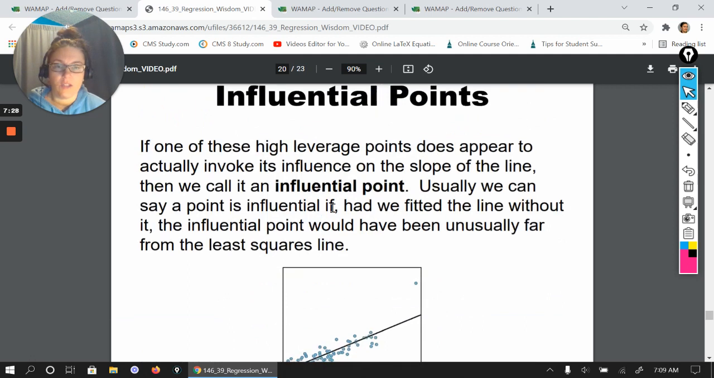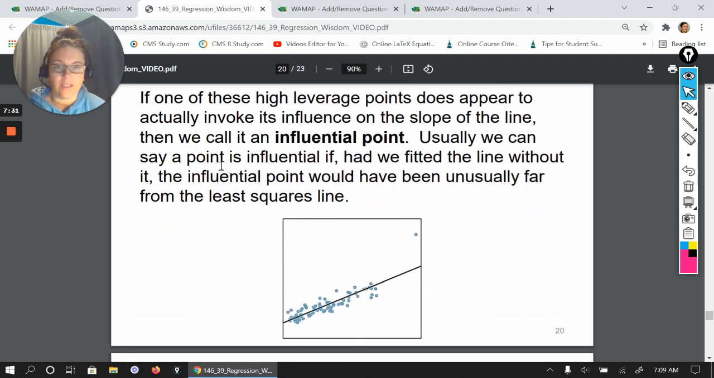If one of these high leverage points does appear to actually exert its influence on the slope of the line, then we call it an influential point. Usually we can say a point is influential if, had we fitted the line without it, the point would have been unusually far from the least squares line. So if you notice a point that's far away, you can try plotting your line without that point and see how it compares with plotting the line with that point. And if it's a drastic change, that's an influential point.